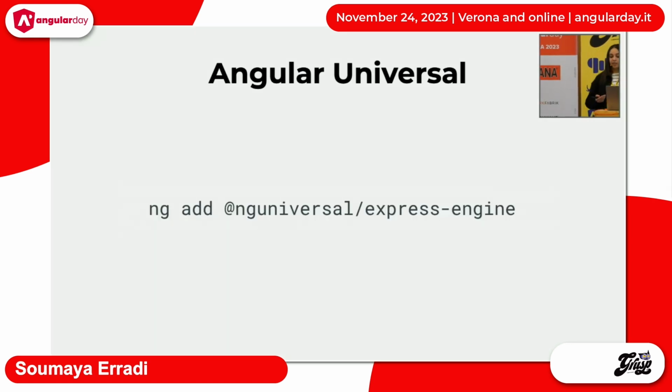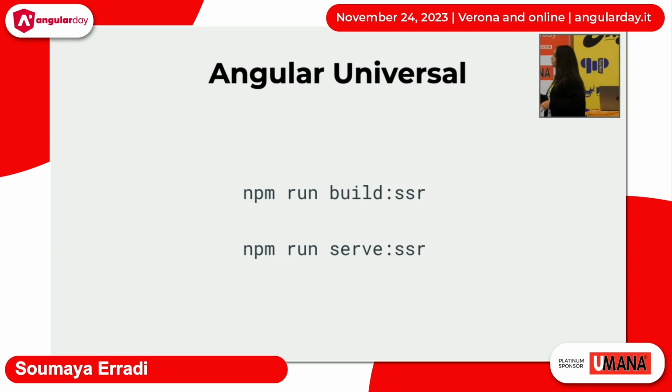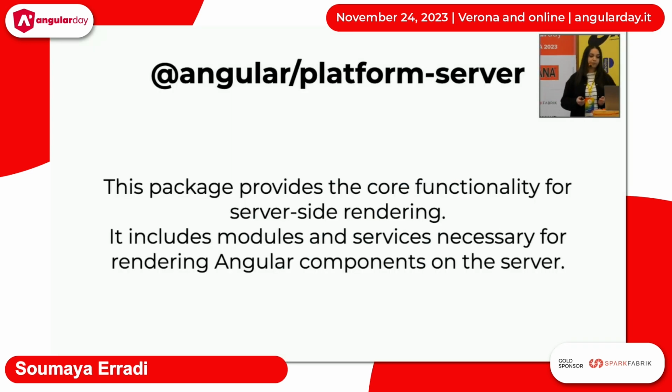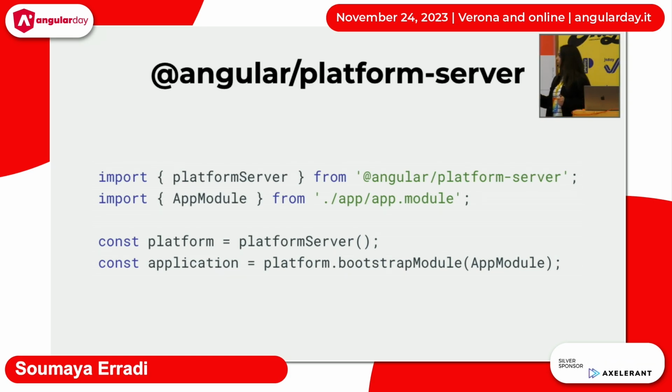To add server-side rendering, it's just this ng add ng-universal express engine, because for the server we are using Express.js, and with that import we get a lot of configuration built for us, and we can build and serve our application with these commands. And then to make it work, we need Angular platform server, a package that allows server-side rendering in our Angular application. And the important part is that the server bootstraps our app module and gets all the imports from it.